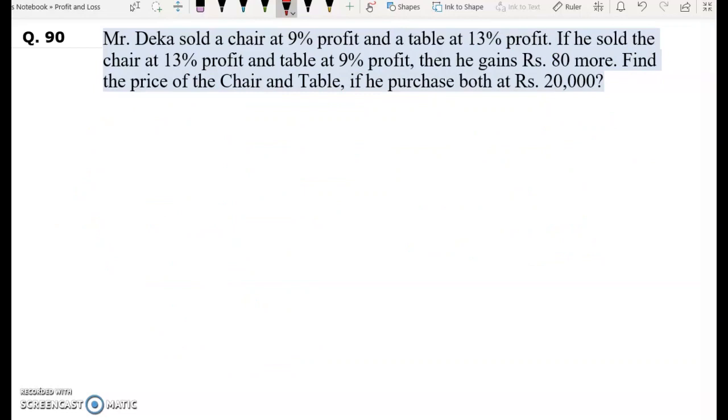Question number 90. Mr. Deka sold a chair at 9% profit and a table at 13% profit. If he sold the chair at 13% profit and table at 9% profit, then he gains rupees 80 more. Find the price of the chair and table if he purchased both at rupees 20,000. So in this question we have chair sold at 9% profit. 9% profit on chair and 13% profit on table.